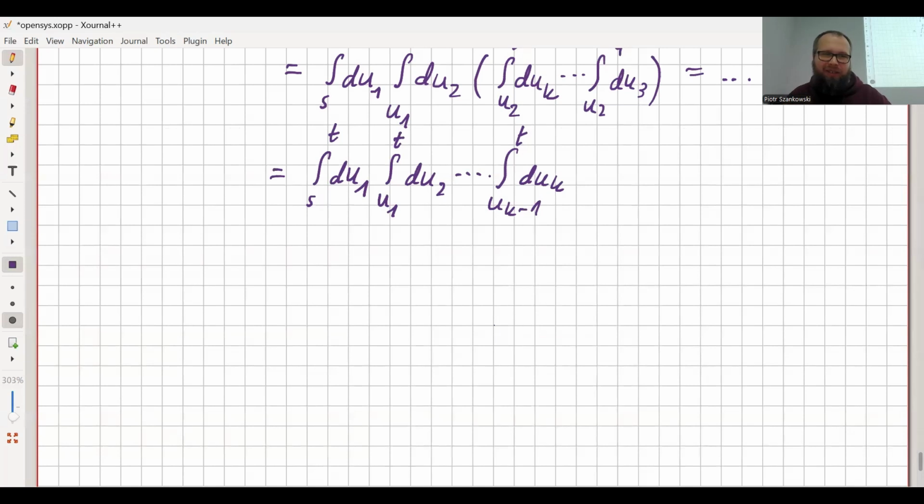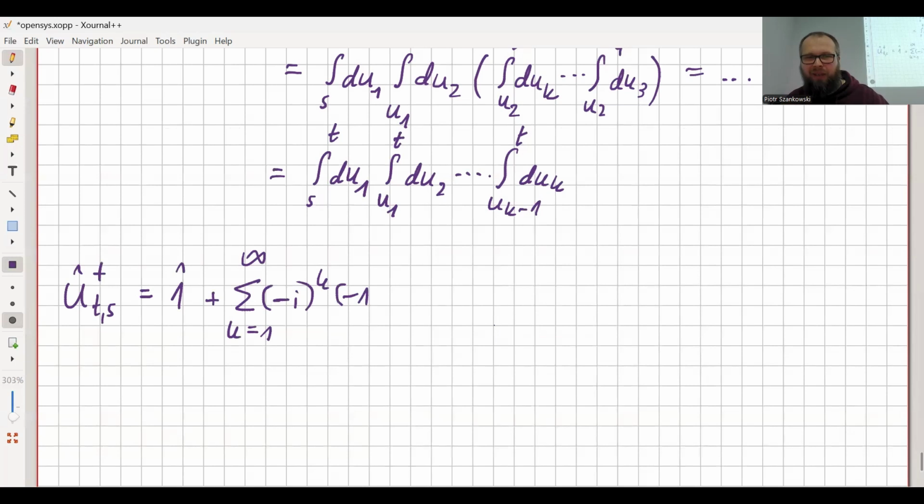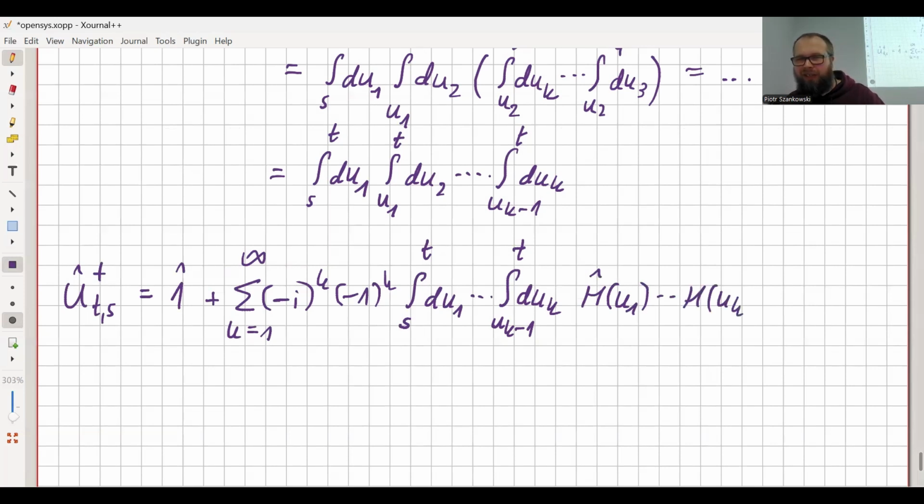Now we go back to our series, so we apply this to our series, sum over k from 1 to infinity of minus i to the k, and we have our rearranged integrals, u_{k-1}, t, du_k, H(u1) through H(u_k). So this is almost what we need, right?